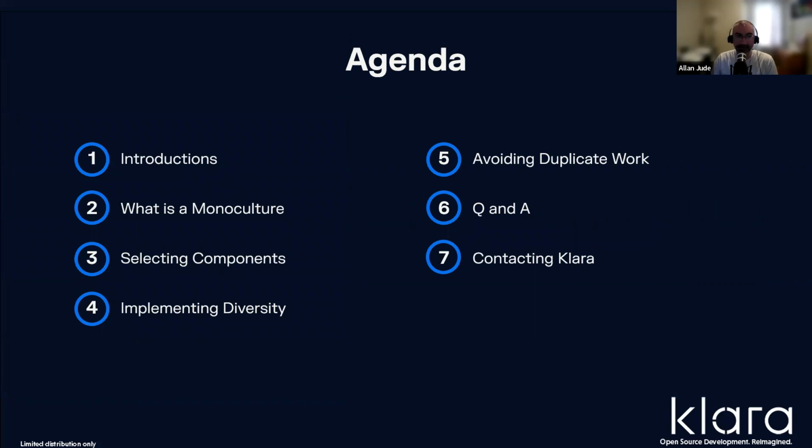Quick overview before we get started. We're going to start with introductions, myself and Alex, and then talk about what a monoculture is and what problems it poses. Then talk about selecting the components to build something that's not a monoculture, and then some of the practical steps for implementing this kind of diversity. And then move on to talking about how we can avoid duplicate work and just some of the gotchas that you're going to want to avoid as you do this. And then we'll take your questions and then we'll wrap up.